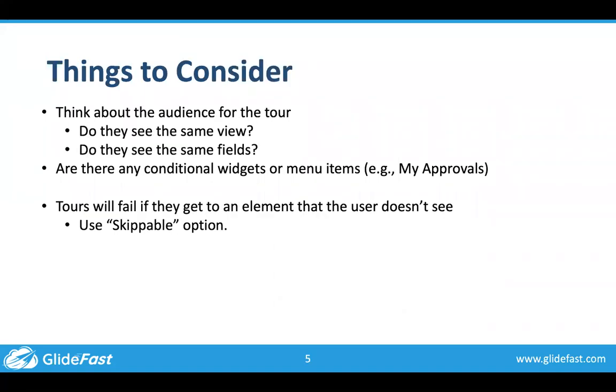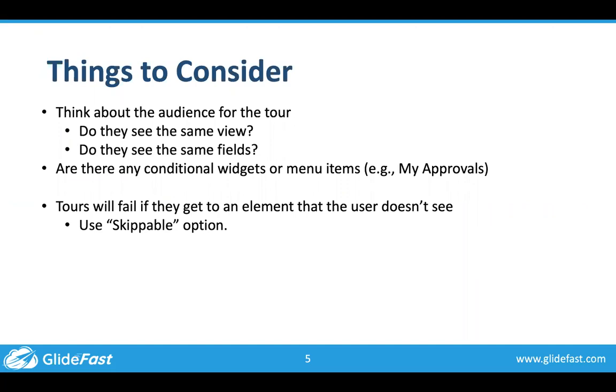Some things to consider as you are creating your guided tour. Think about the audience for your tour. Are they seeing the same view that you're seeing while you create the tour? Do they see the same fields? Or are there maybe some ACLs in place that you need to work around? Also, are there any conditional widgets or menu items? As an example, on the portal, my approvals might not show depending on whether the user has approvals or not.